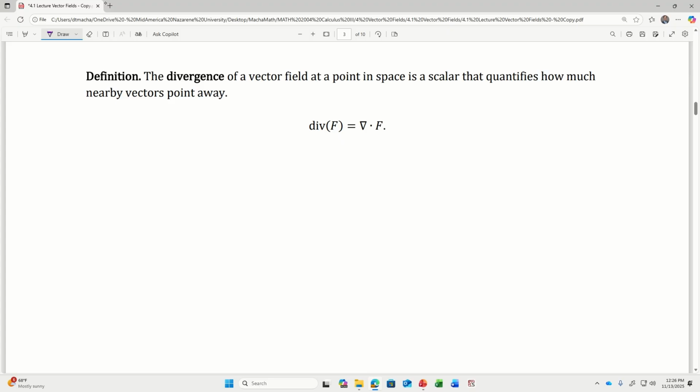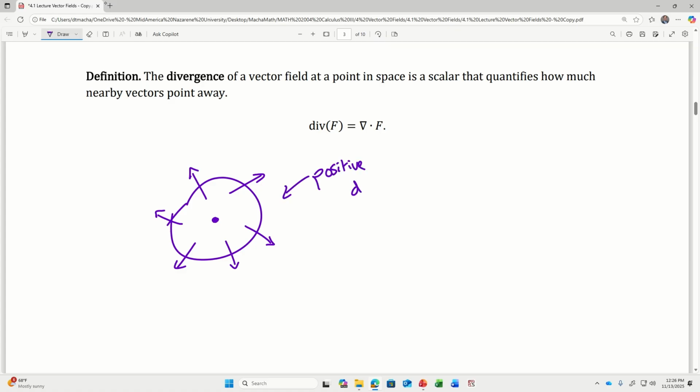The divergence of a vector field at a point in space is a scalar that quantifies how much nearby vectors point away. So you saw this in the video. I'm glad everybody watched it. But if I'm concerned about this point P, the divergence is telling me, in the neighborhood of this point, how much are these vectors pointing away? And this would be a picture of positive divergence.